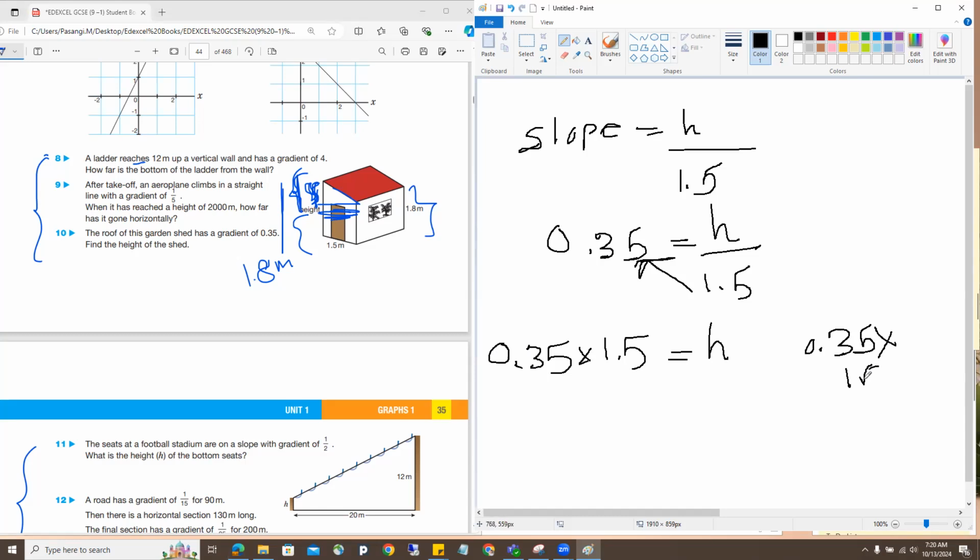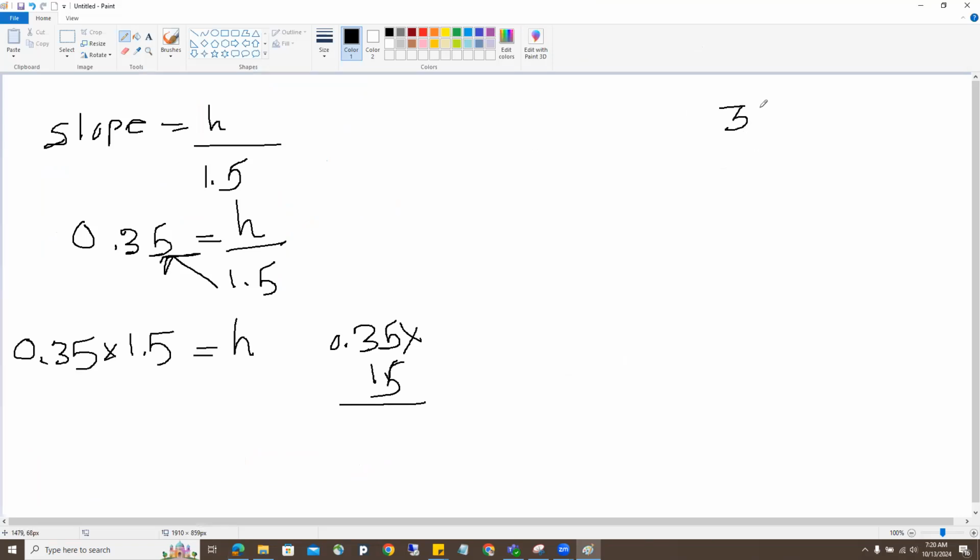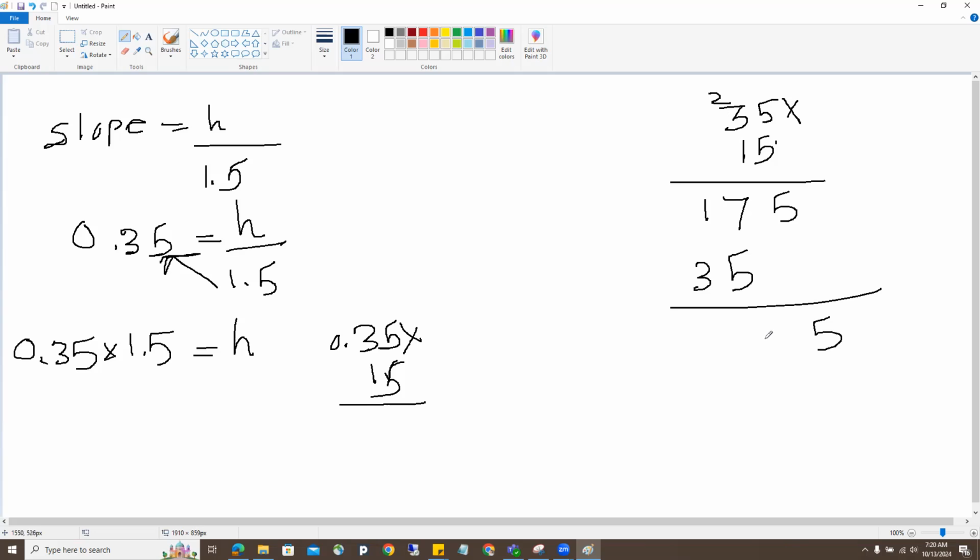Now, first we'll forget about the decimals and then multiply. That means 35 multiplied by 15. 5 times 5, 25. 5 times 3, 15. 15 plus 2, that is 17. Then here we have 35. So altogether 5, 2, 5. How many decimal places are there? Altogether we have 3 decimal places. That means 0.525.